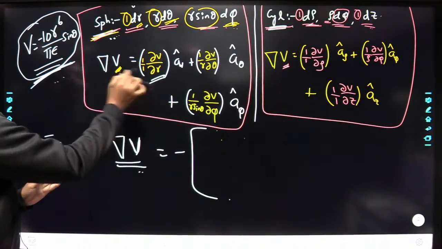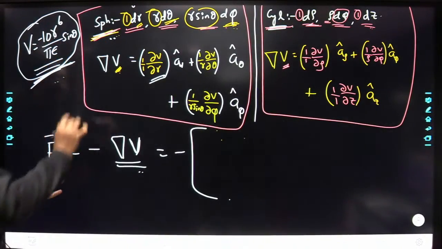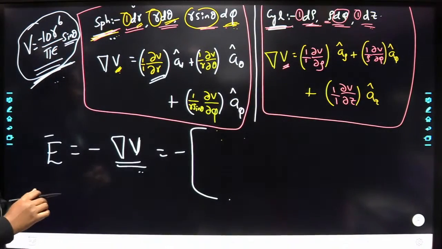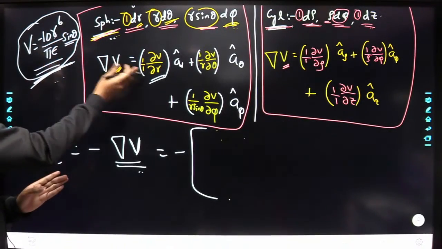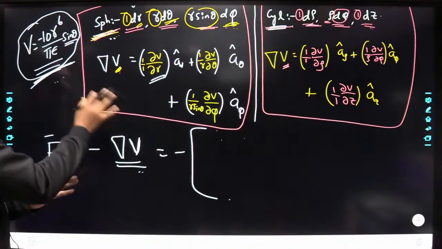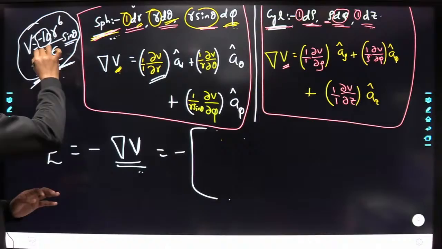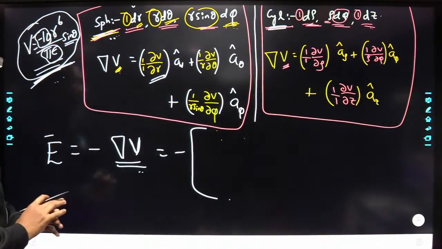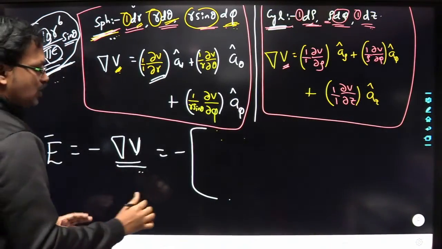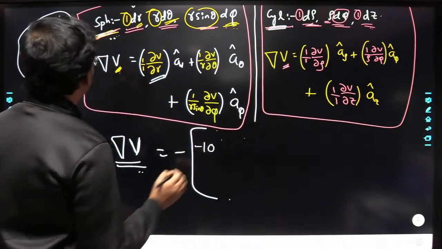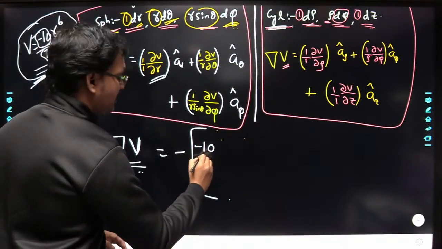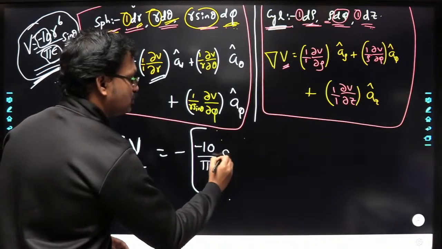Whenever you are differentiating this potential with respect to R, this sine theta will become constant or not? Yes or no? Sine theta is constant with respect to R. So first write down that constant term here. What are the constant terms? Minus 10 is constant, pi epsilon is constant, sine theta is also constant with respect to R. So I am writing that one here first, minus 10 by pi epsilon into sine theta.